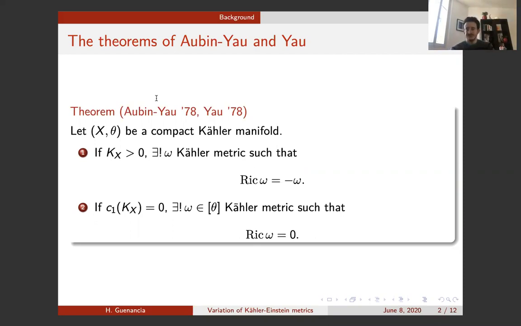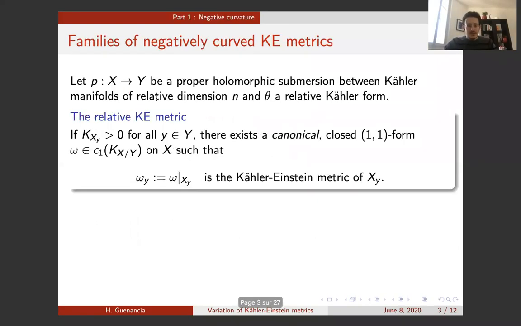The second case, which has even deeper applications and really changed the landscape of complex geometry, is Yau's theorem, in the case where the first Chern class of X, or of K_X, it's the same thing, vanishes as a real Chern class. In that case, there exists a unique Kähler metric belonging to the fixed Kähler class theta such that Ricci omega vanishes. So those two objects, negatively curved Kähler-Einstein metrics and Ricci-flat Kähler metrics, will be central in my talk, which will be divided in two parts from now on: the first focused on negative curvature metrics, and the second on Ricci-flat metrics, in a context where we vary the complex structure. So, families of such metrics.